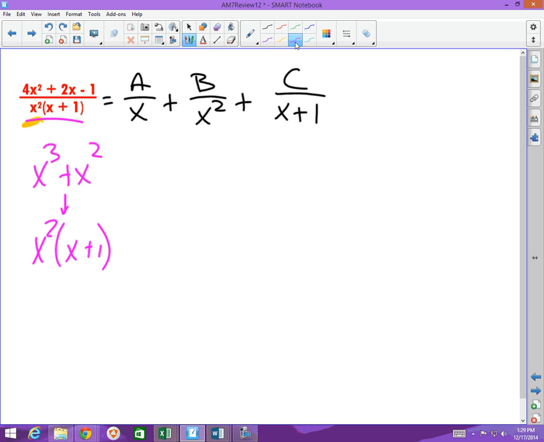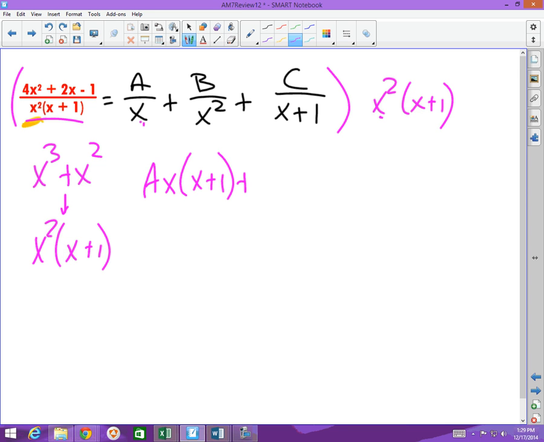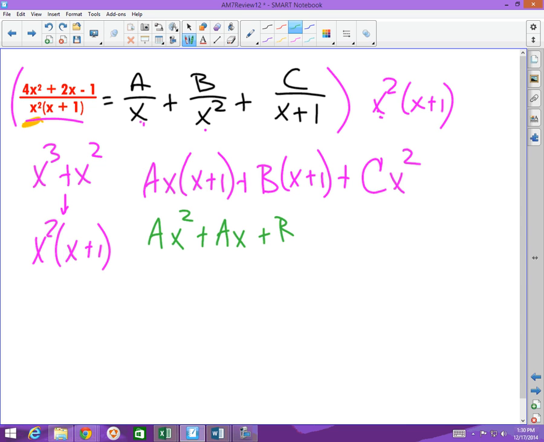All right, so then multiply the whole thing by x squared times x plus 1. When you do that, the x still goes into x squared x times, so you have ax times x plus 1 plus, now x squareds go away, b times x plus 1 plus, now the x plus 1s go away, cx squared. Distributing, you get ax squared plus ax plus bx plus b plus cx squared.